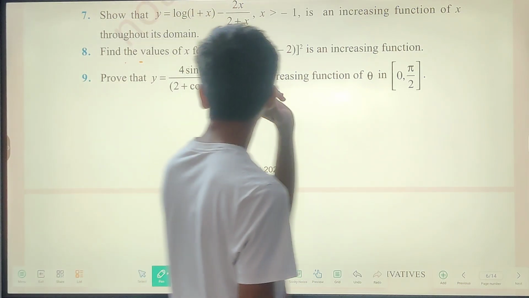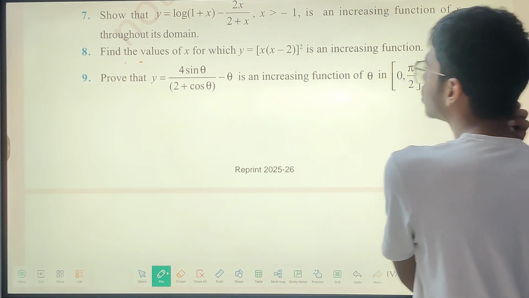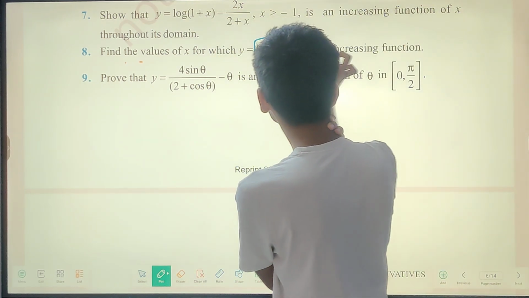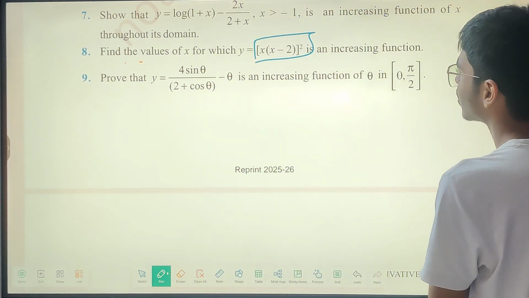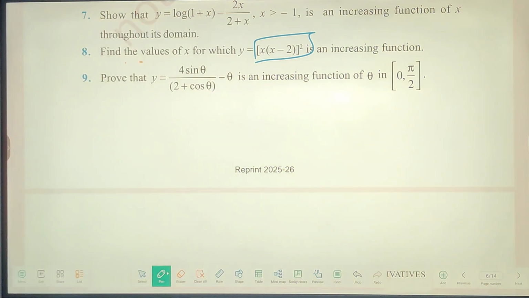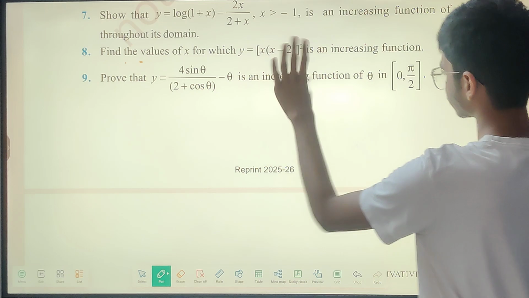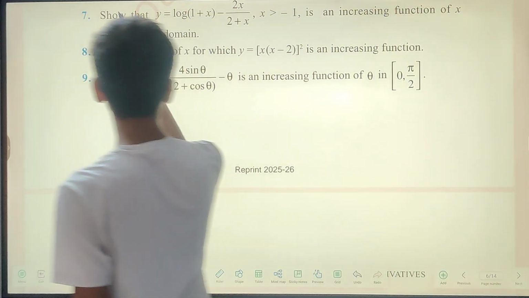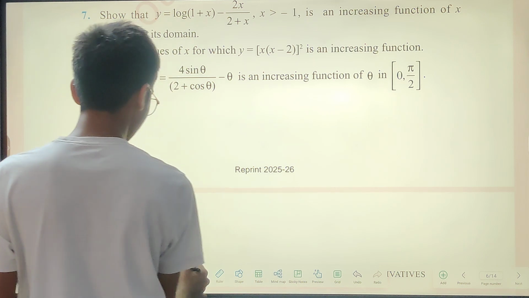Okay, so then come here: find the values of x for which y is increasing in its function. This is actually very simple. This will be always increasing, but they are asking us to find the values of x for which y is increasing. All real numbers, I think the answer is, I don't know the answer. So now we will be checking it.